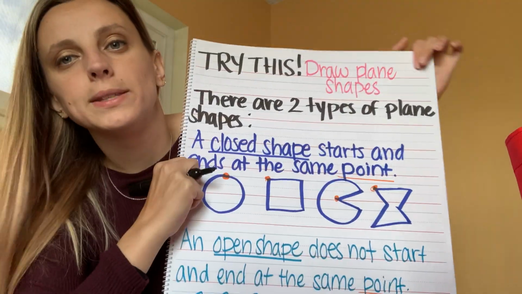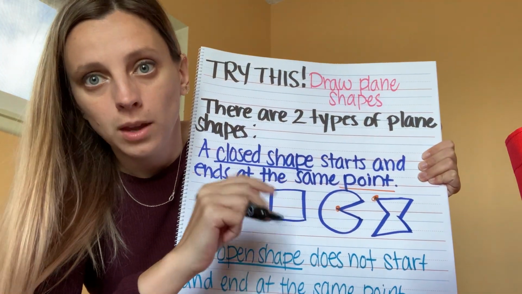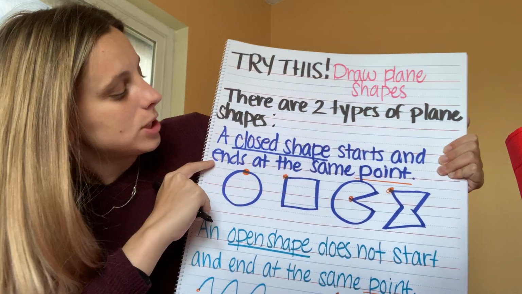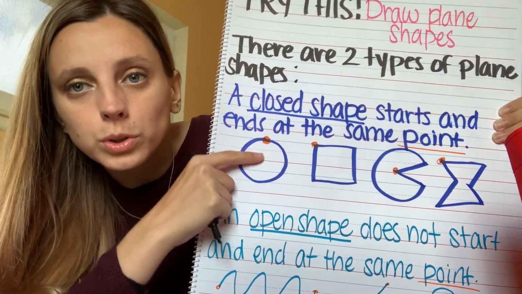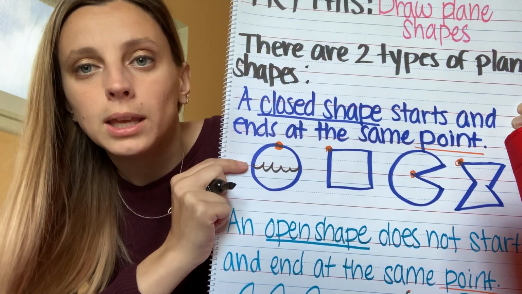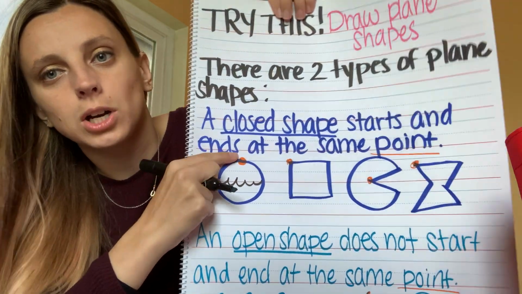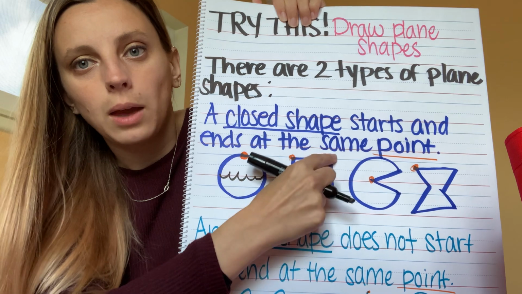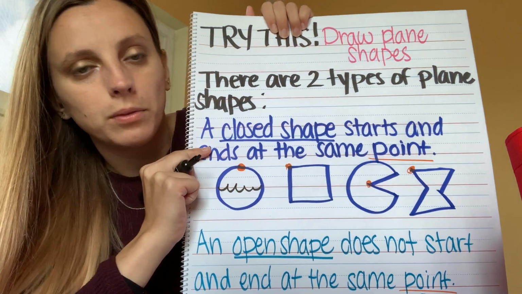If we were told to draw some plane shapes, there are 2 types of plane shapes that we could draw. So one type of plane shape is called a closed shape, and that just means that it starts and ends at the same point. So it looks like a closed figure. If I put water inside this shape, it wouldn't spill because these shapes are closed, right? And you can see I started drawing here, I went back around, I ended here. I started drawing here, I went back around. They all start and end at that same point, right?